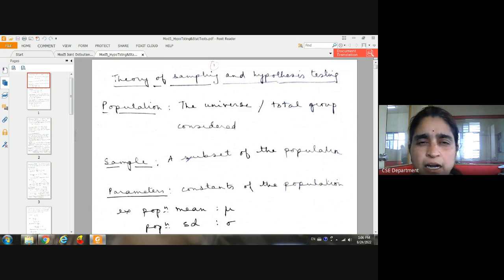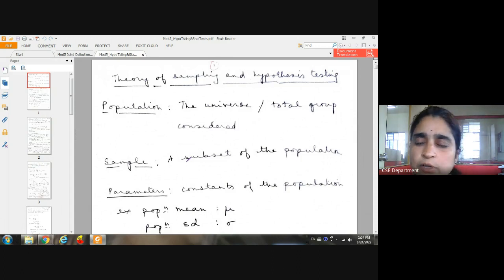How many hours the bulb will burn. You can't check 1 lakh or 10 lakh bulbs. You cannot check each and every one. So what will you do? You will pick out a sample. Maybe 10 bulbs, maximum 20 bulbs, like that you will pick.